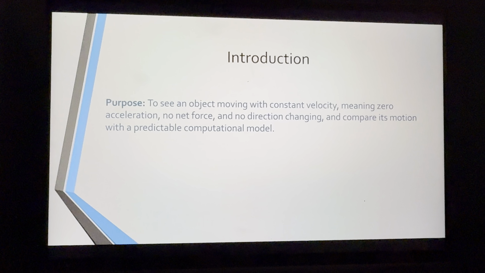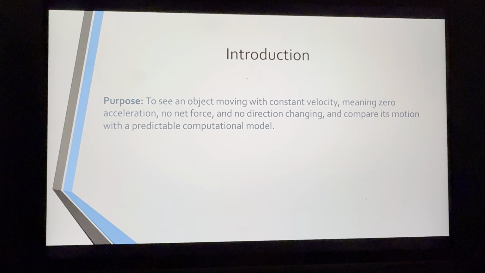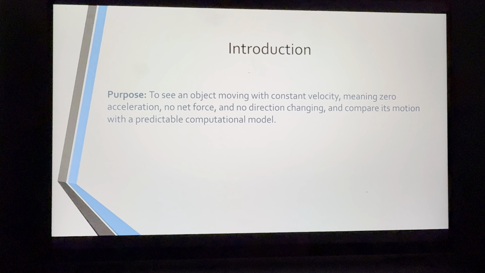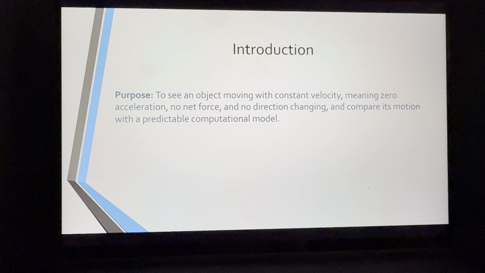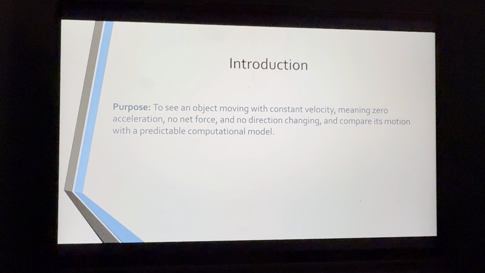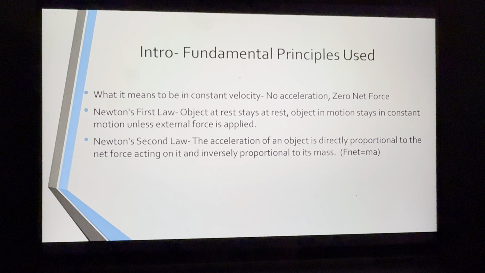Introduction. The purpose of this experiment was to see if an object moving with constant velocity, meaning that there's zero acceleration, zero net force, and no direction changing, and see how it compares to its motion with a predictable computational model. So these are some of the fundamental principles we needed to know.